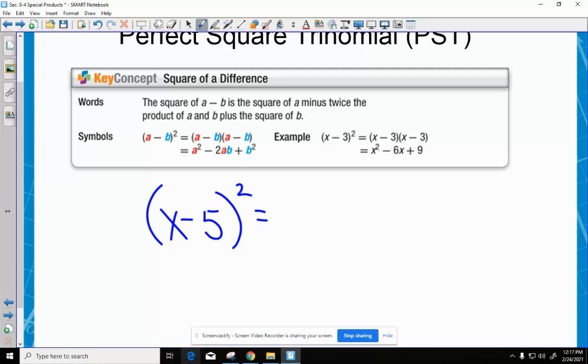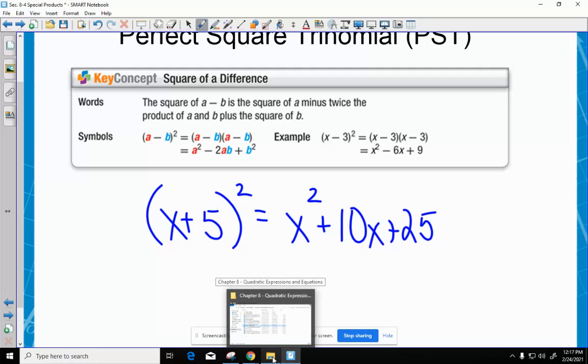It's going to be x squared minus 10x plus 25. It's exactly the same. The only difference is instead of having two identical middles that were positive, you have now two identical middles that are negative. If I said, oh, I'm sorry, that was really supposed to say x plus 5 squared, you say, okay, now that's a plus. That's the only difference between the two.